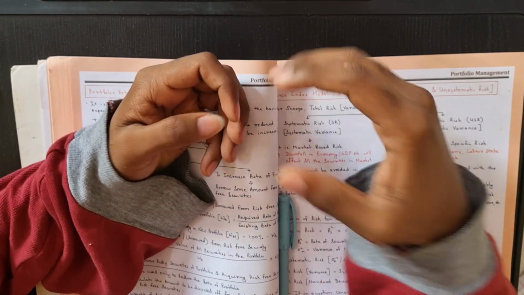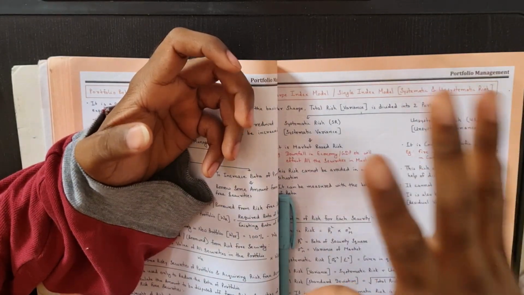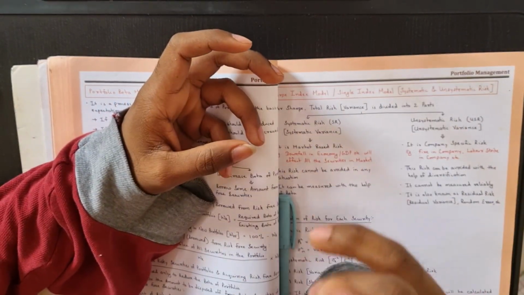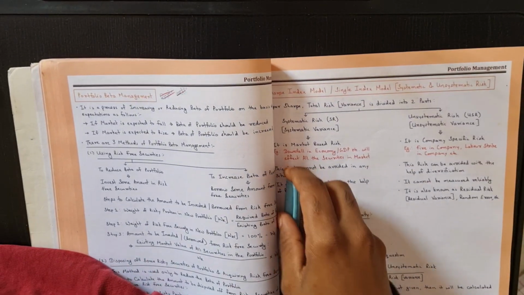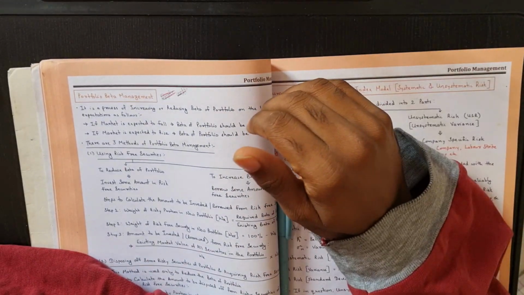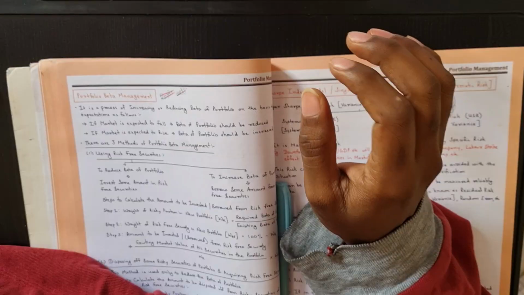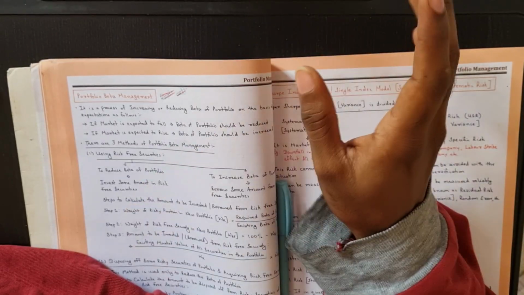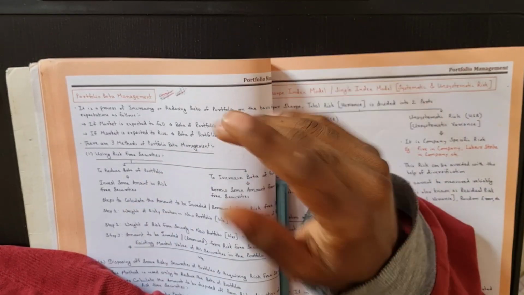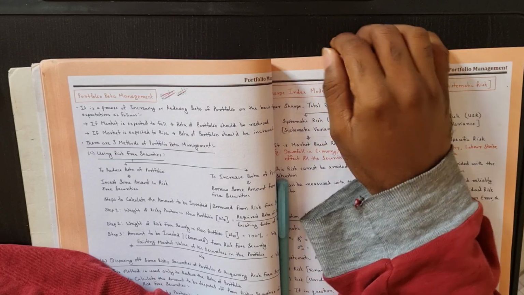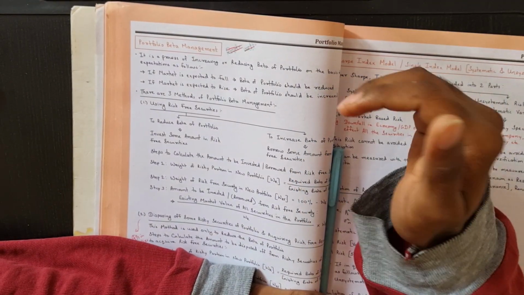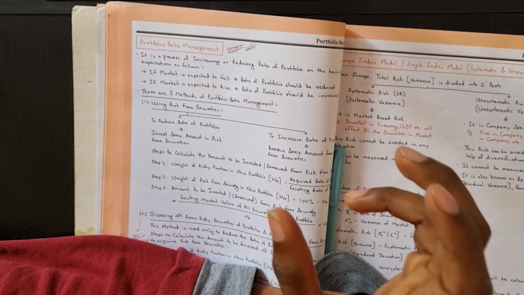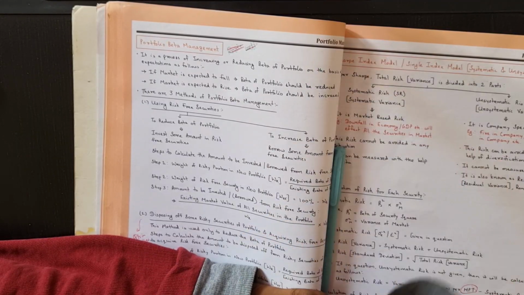Another method is to sell off your more beta securities, the securities which have more beta. That is to reduce the beta of the portfolio, by disposing of the high beta securities. So the first one we'll see is to reduce the beta of the portfolio by investing in some risk-free securities.